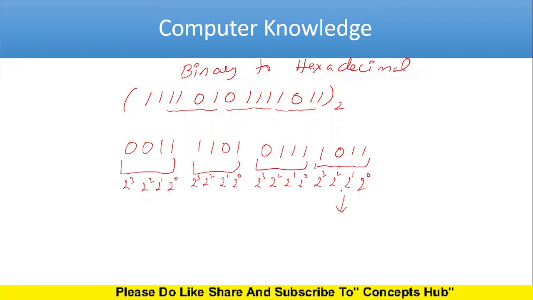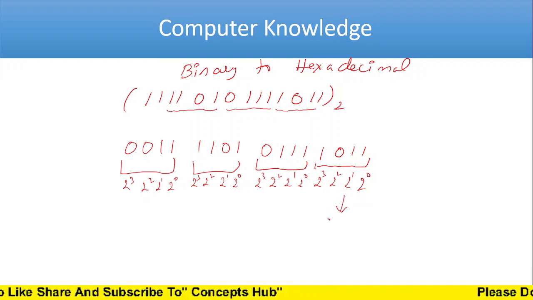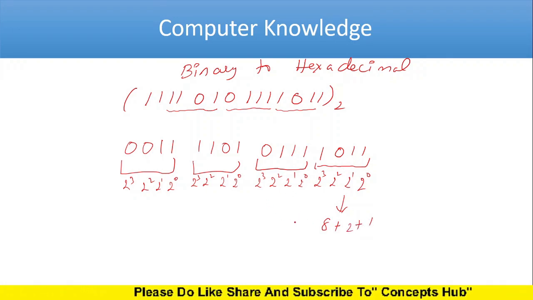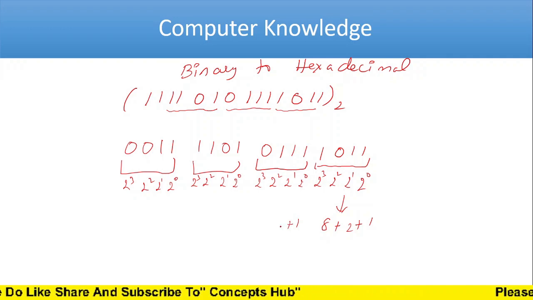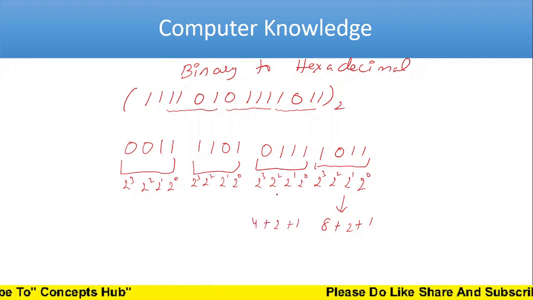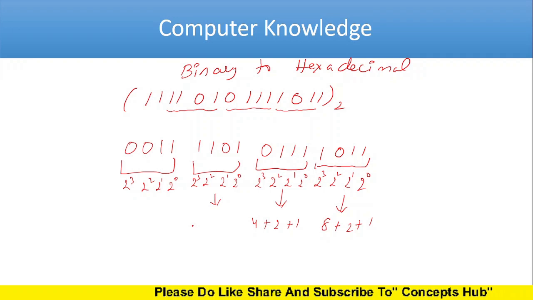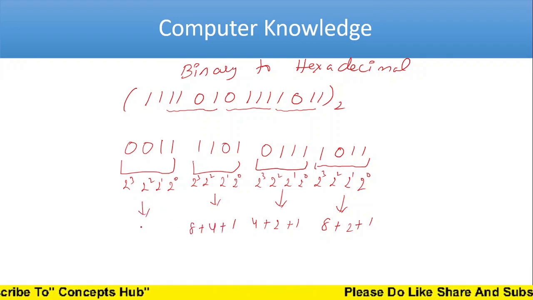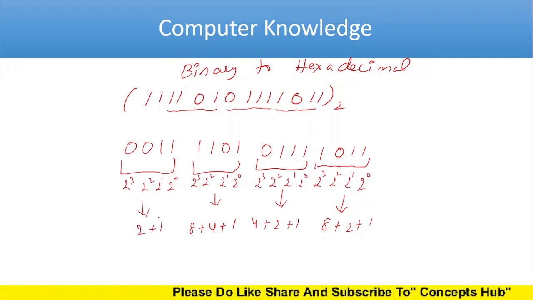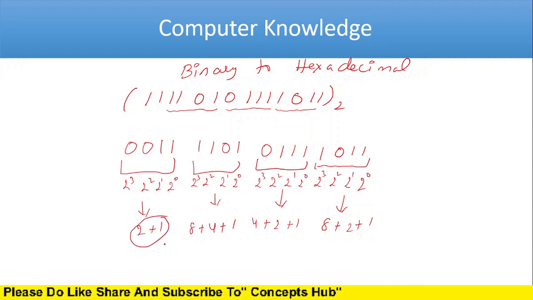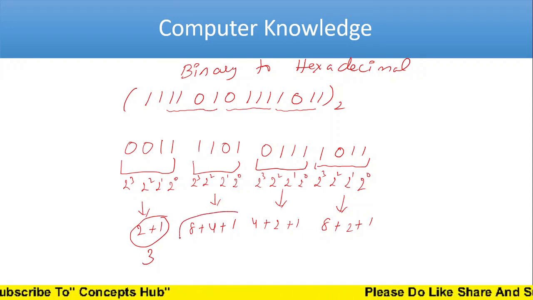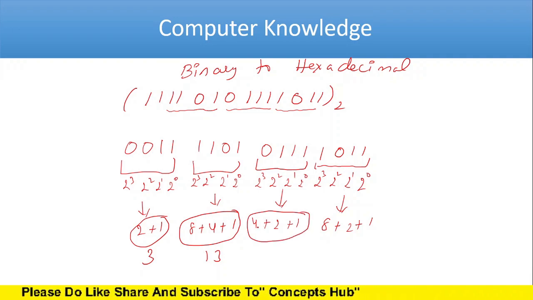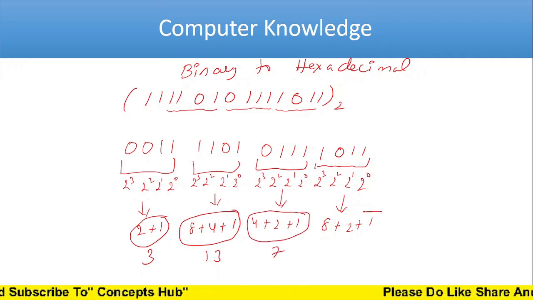So what do you get here? Here it is 8 plus 2 plus 1. Here it is 1 plus 2 plus 4. Here it is 8 plus 4 plus 1. Here it is 2 plus 1. So this is 3, this is 13, this is 4 plus 2, 6, 7, and 10, 11.